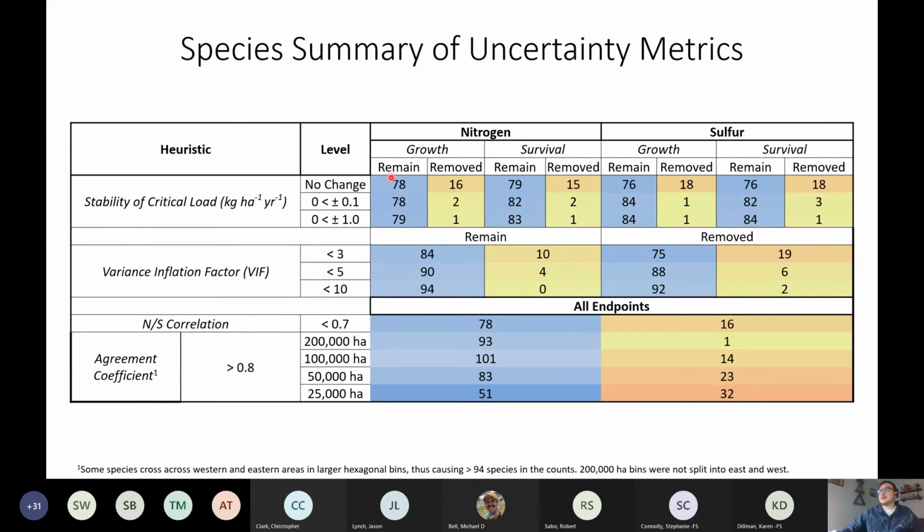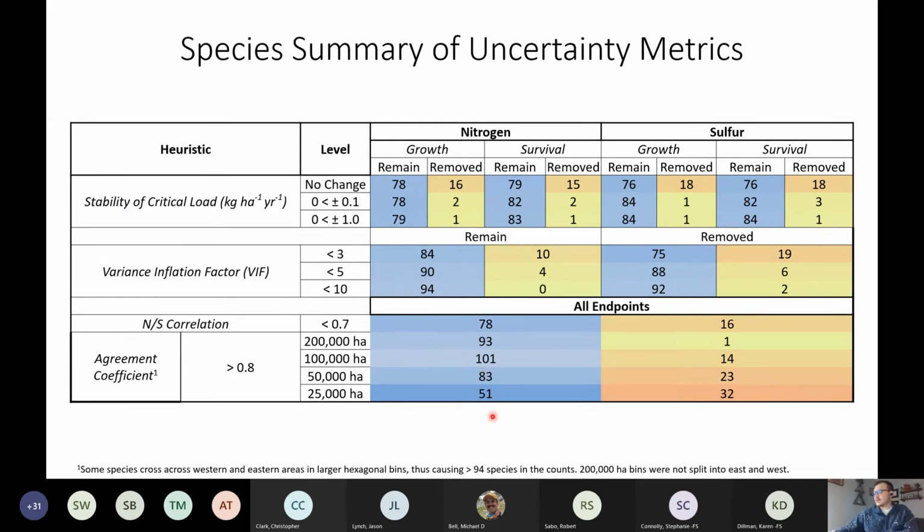And so what you'll see here are the 4 different endpoints, so nitrogen and sulfur, growth and survival. And then you'll see remain or removed. If it remains, that means it meets the criteria. If it's removed, that means it does not meet the criteria, and it wouldn't be used in the analysis if you decided that you wanted no change in the critical load within your decision tree. So I just show this as an overarching concept that there are all of these different considerations that need to be made.